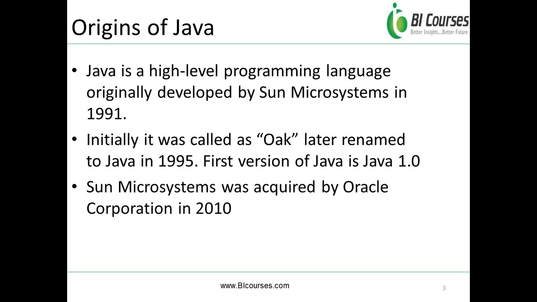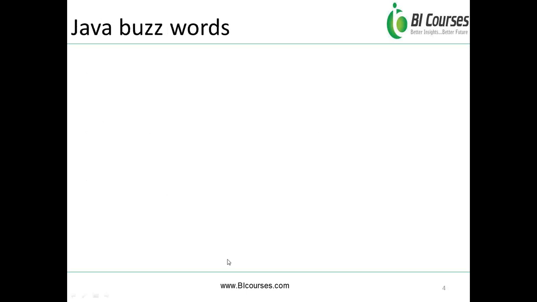In 2006, Sun started to make Java available under GNU, General Public License. Oracle continued this project called OpenJDK. We'll go to the next slide.